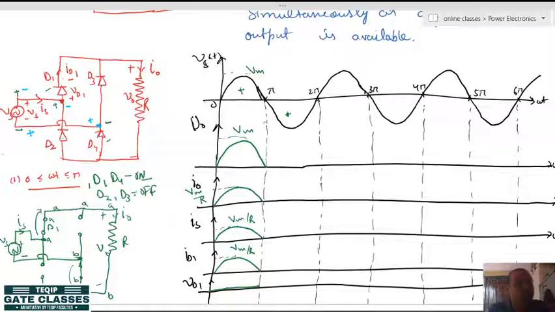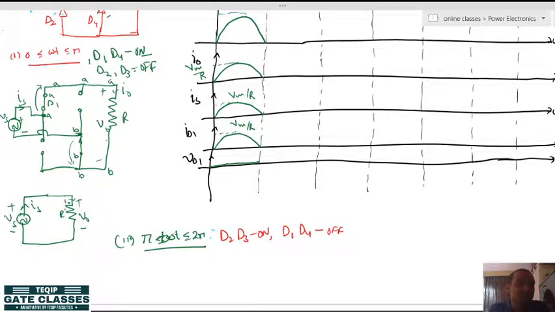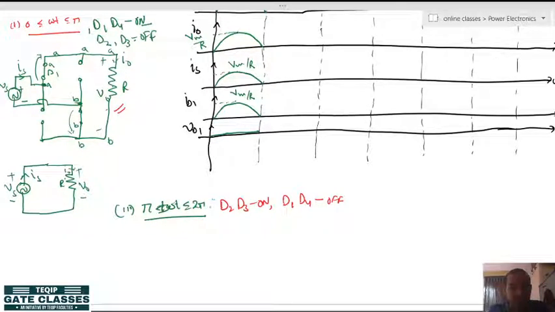For D1 and D3 we need the higher, most positive potential. Here you can see that D3 is most positive, and in the negative group we need the most negative. Here D2 is most negative compared to D4. So, obviously, during the instant of pi to 2 pi, D3 and D2 will be forward biased. So, we can write here that D2 and D3 are on and D1 and D4 are off. Now, if you draw the modified circuit just like we did before, we can draw it like this.